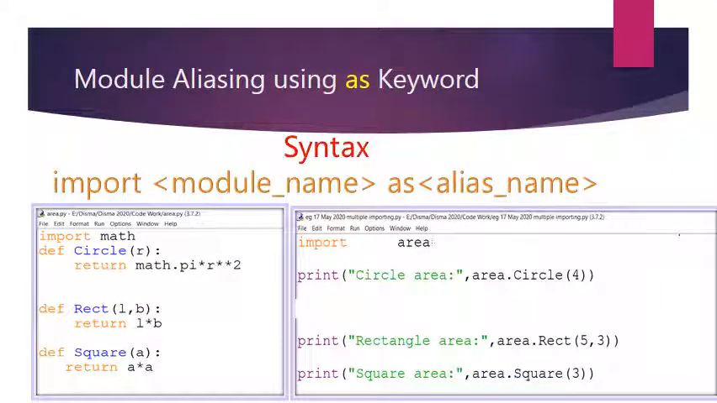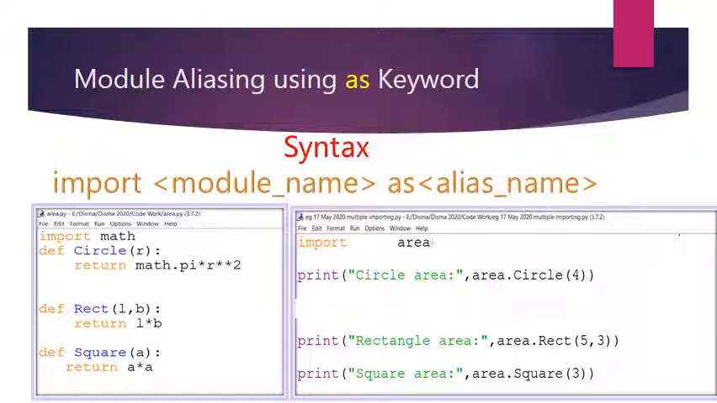Now we are going to see how we can give an alias name for a module. For that we have to use the keyword as. The syntax is like this: first write the import keyword followed by the module name, then the as keyword followed by the alias name. Alias name means an alternate name for our module.